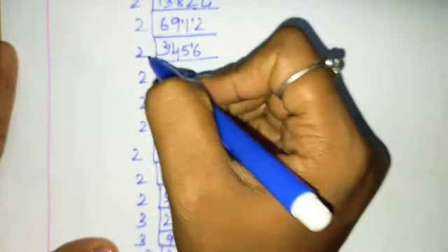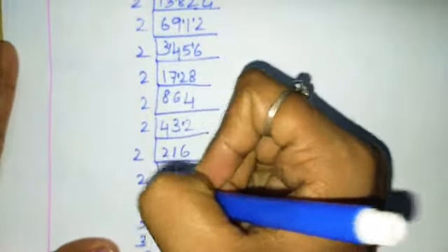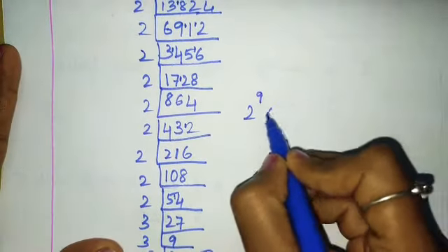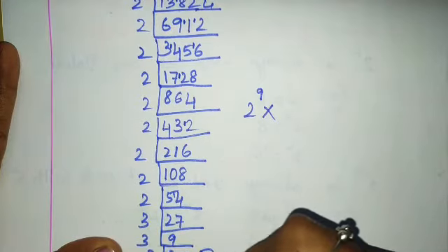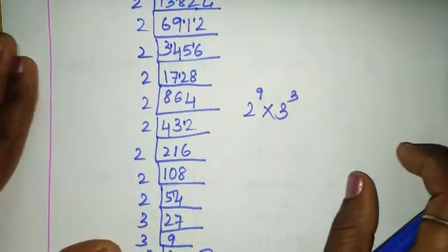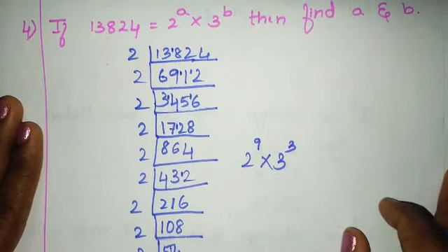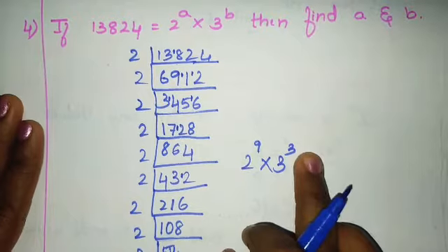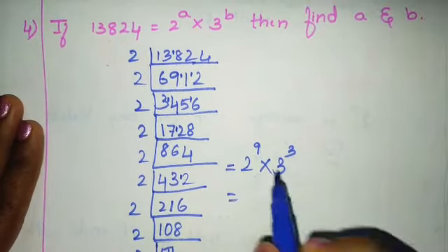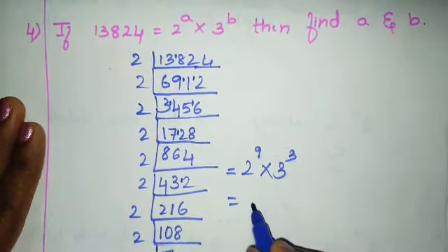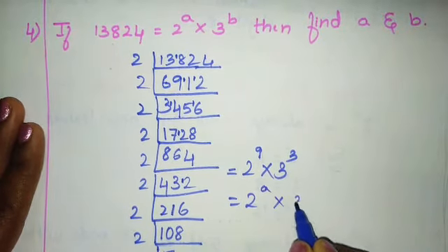See, 1 2 3 4 5 6 7 8 9, 2s you have. So 2 power 9 into, so how many 3s you have? 1 2 3, 3 3s you have. So 3 cube. Okay, so this is 2 power 9 into 3 power 3. Okay, so what they have given in our question? That is 2 power a into 3 power b. Right, so 2 power a into 3 power b.